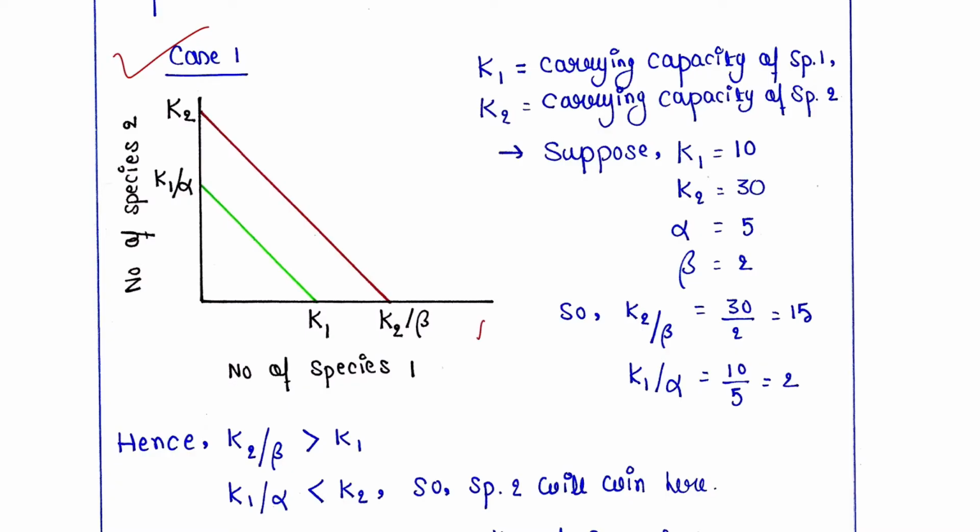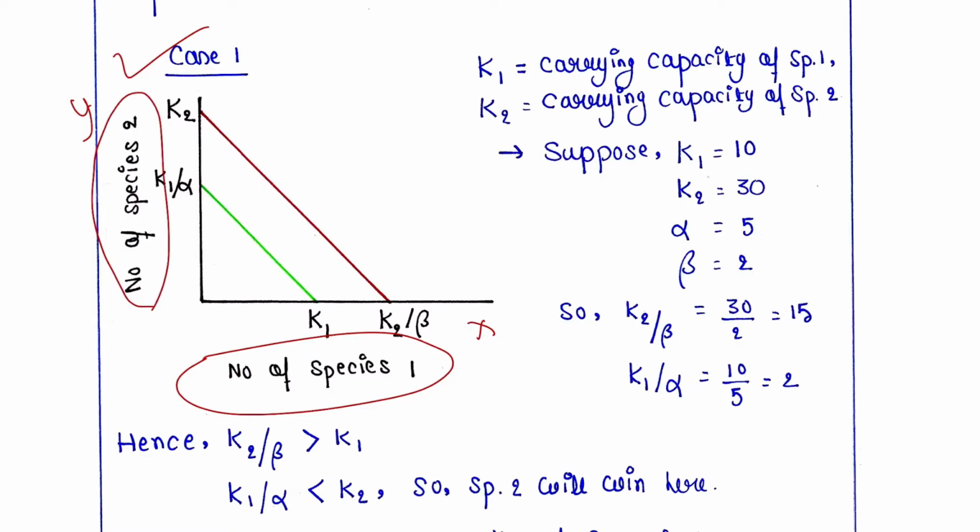So here, this is the x axis and this is the y axis. In the x axis you can see the number of species 1, and in the y axis the number of species 2. K1 is the carrying capacity of species 1, that means how many species 1 are accommodated by nature. K2 is the carrying capacity of species 2, that means how many species 2 are accommodated by the ecosystem.